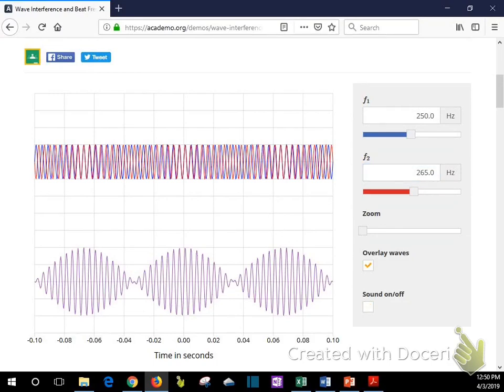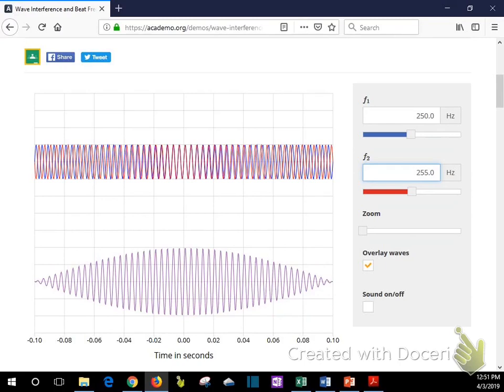That can happen pretty quickly. Currently, I have the two frequencies differing by 15 Hertz. If I went any more than that, the human ear wouldn't really be able to distinguish how quickly this is happening, and you'd start to just hear two separate notes. If the frequencies are more similar to each other, say 255 and 250, then it takes a little bit longer for them to get out of phase and back into phase.